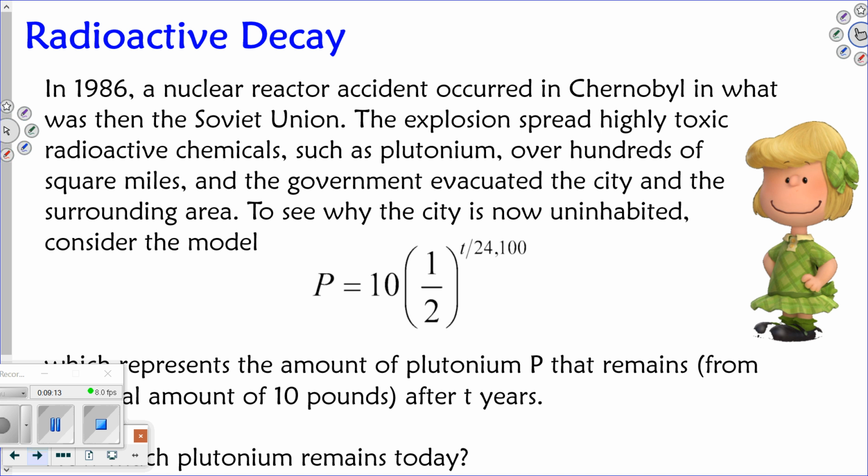All right, so guys, in 1986, a nuclear reactor accident occurred in Chernobyl, what was then the Soviet Union. The explosion spread highly toxic radioactive chemicals, such as plutonium, over hundreds of square miles, and the government evacuated the city and the surrounding area. To see why the city is now uninhabited, how many years ago was that? 33. Thank you for doing math. To see why it's now uninhabited, consider the model.